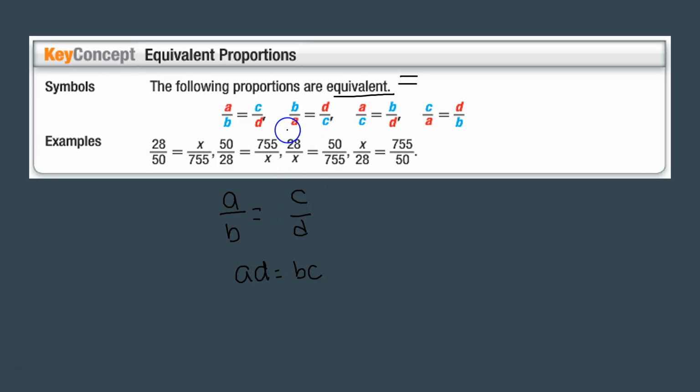And then if you look here, and we do the cross product with each of these, we're going to get the same thing. A times D is equal to B times C. A times D is equal to B times C. A times C is also equal to C times B. These are all equivalent because they are all the same. So we know they are equivalent proportions. And there we go.